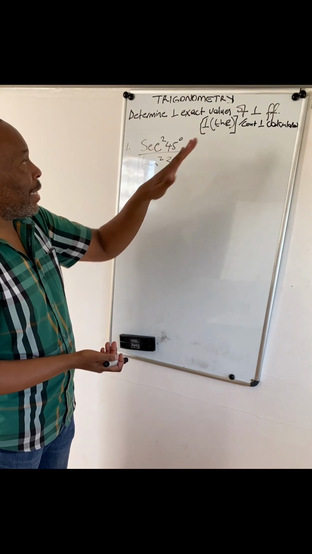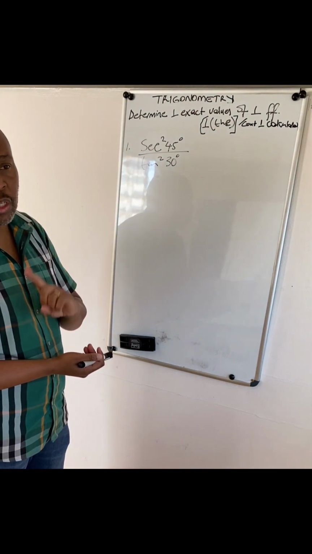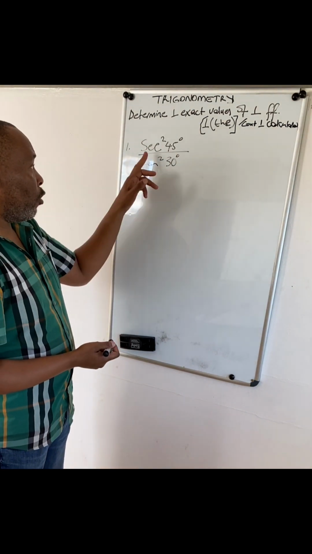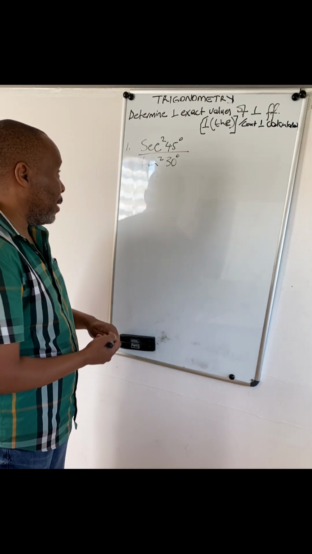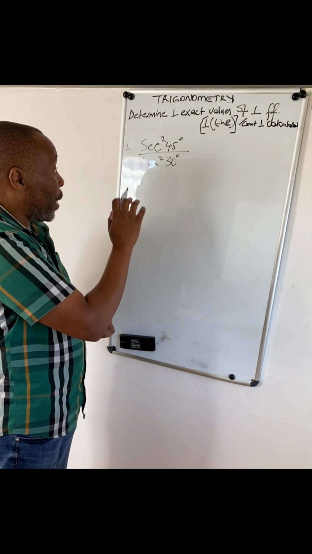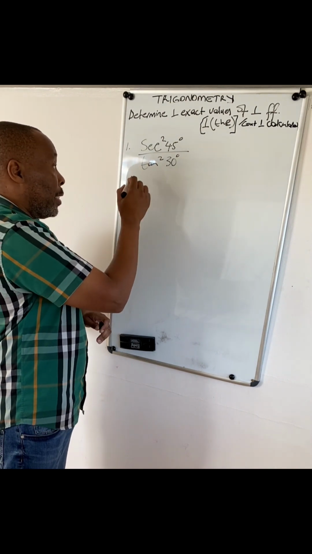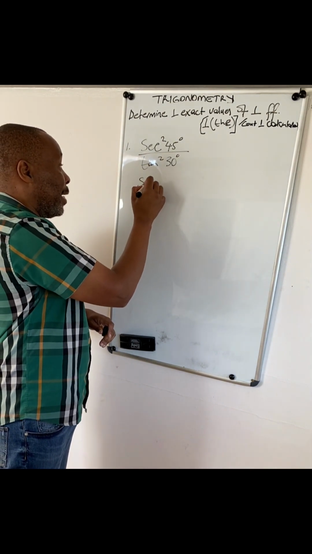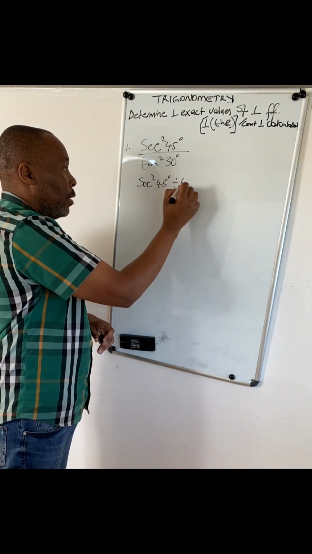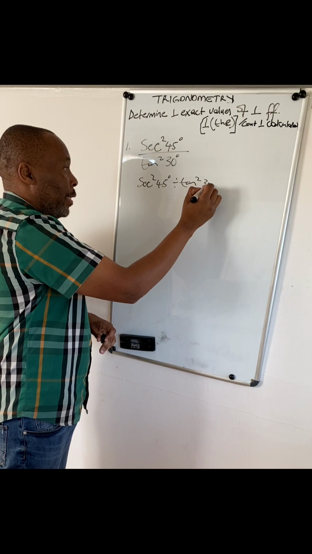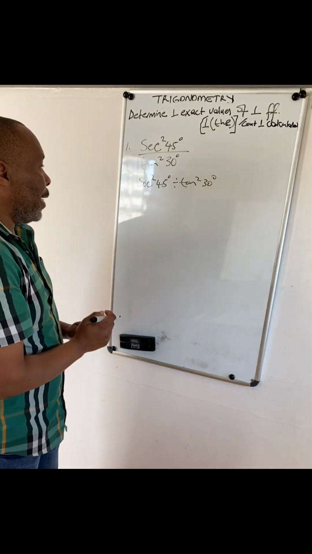It says determine the exact values of the following without the use of a calculator. We've got sec squared 45 degrees and tan squared 30 degrees. So what I'll do here basically is the same. This is the same as saying sec squared 45 degrees divided by tan squared 30 degrees, right?